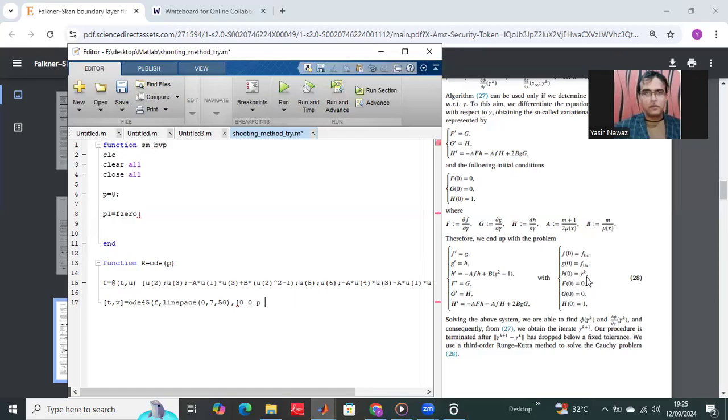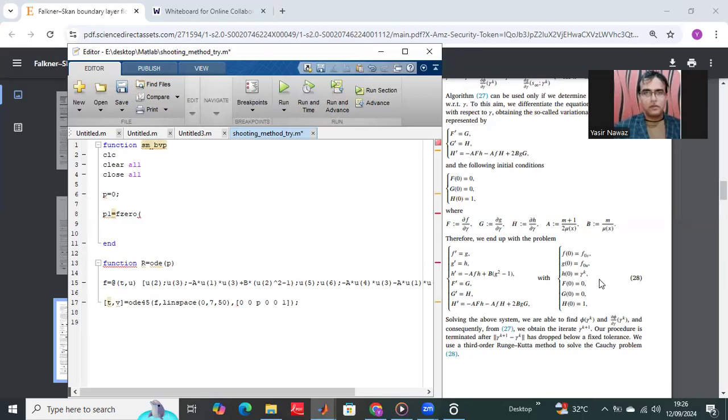That has to be found using the shooting method. The next initial condition is capital F of 0 is equal to 0, so I will use 0. Then capital G at 0 is 0, so I will use 0. And the last condition is capital H at 0, where I use 1 here. So these were the initial conditions, six in total, of which one is not known and the others are known.